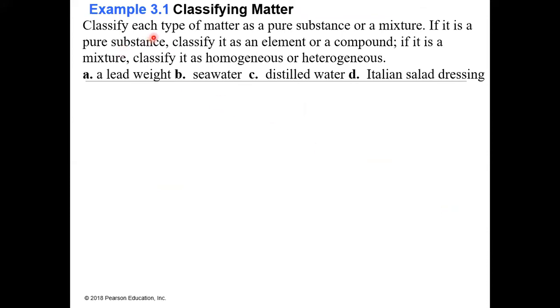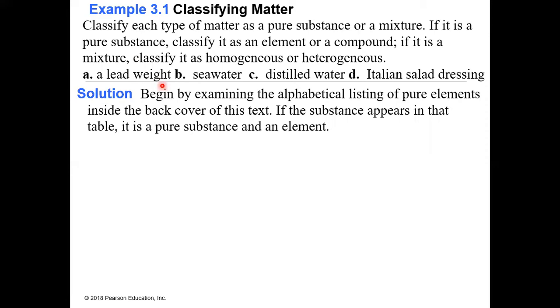Example 3.1, classifying matter. Classify each type of matter as a pure substance or a mixture. If it is a pure substance, classify it as an element or compound. If it is a mixture, classify it as a homogeneous mixture or heterogeneous mixture. First is the lead weight. So that's lead.